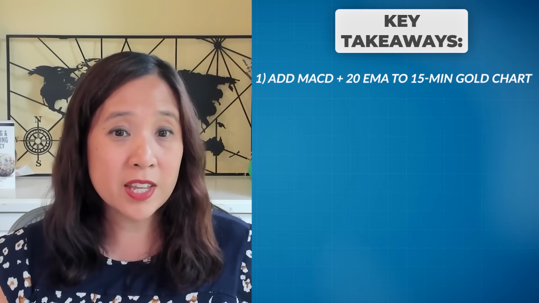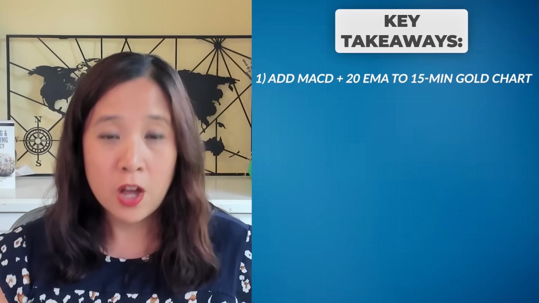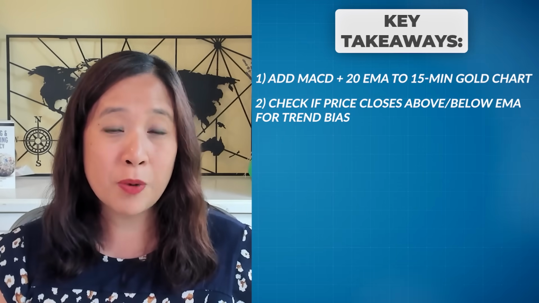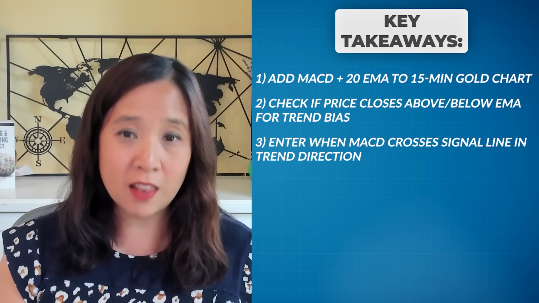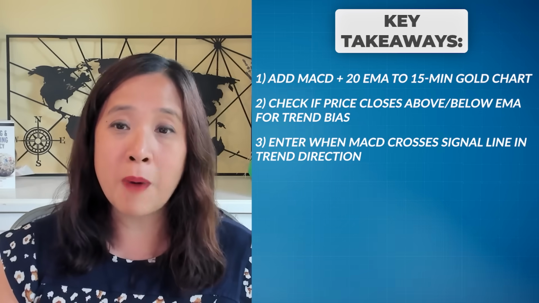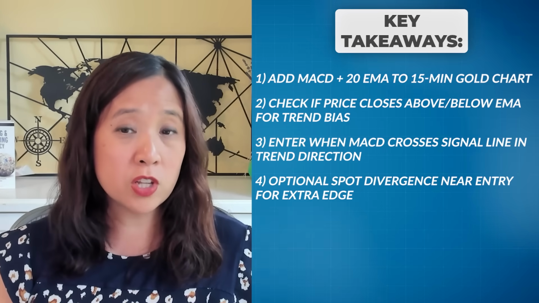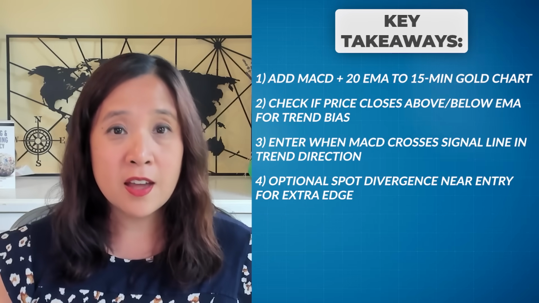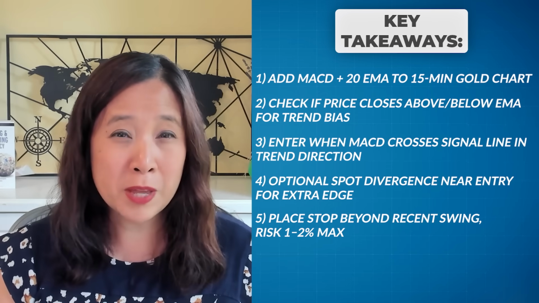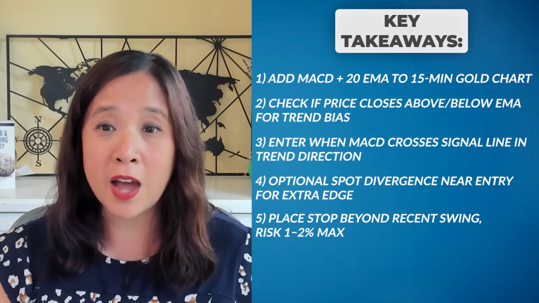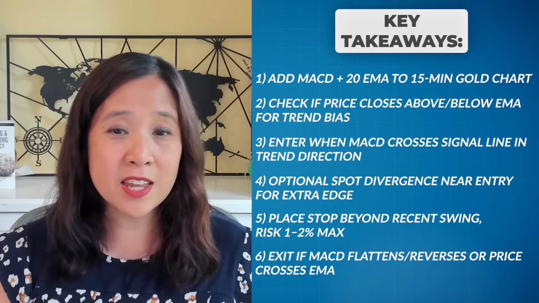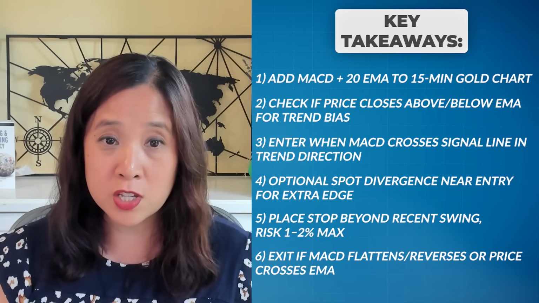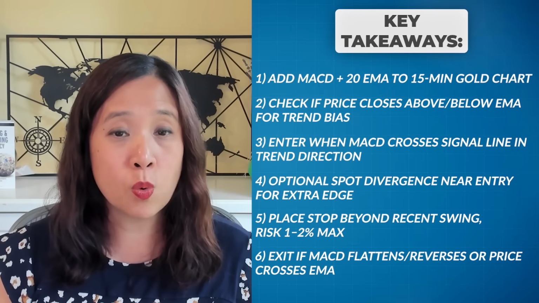To recap, what you want to do is add MACD and the 20 EMA to your 15-minute gold chart. You want to do a visual check to ensure the price closes above or below the EMA for your bias. Then you want to wait for the MACD line to cross the signal line in your bias direction. You can also look for divergence with the price. In terms of risk management, make sure you place your stop loss below the recent swing low or above the recent swing high. Use a 1 to 2% risk per trade, and consider exiting either when the MACD flattens or reverses, or price closes back through the 20 EMA.